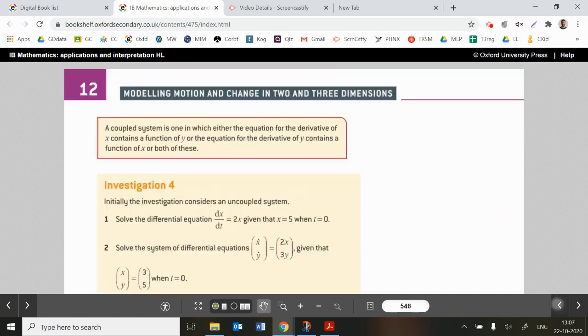There was another pink box up here on the previous page which said, just to describe what a system is again. It says a coupled system is one in which either the equation for the derivative of x contains a function of y, or the equation for the derivative of y contains a function of x, or both of these. Okay, so that's what it's talking about.